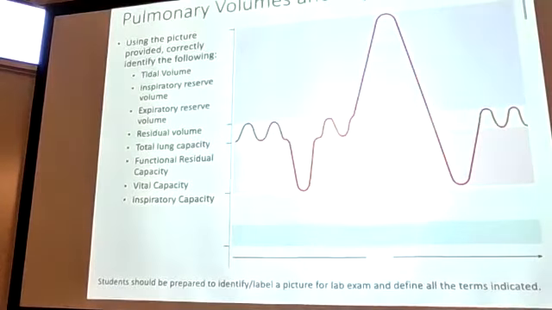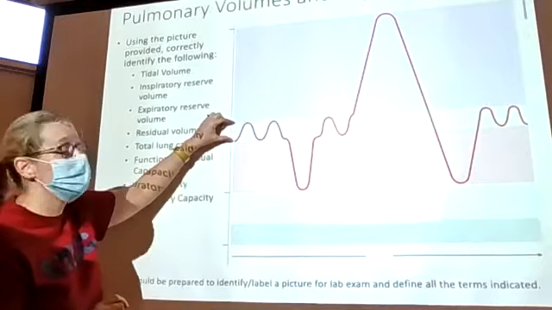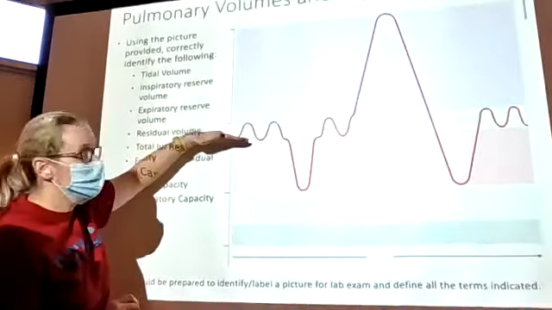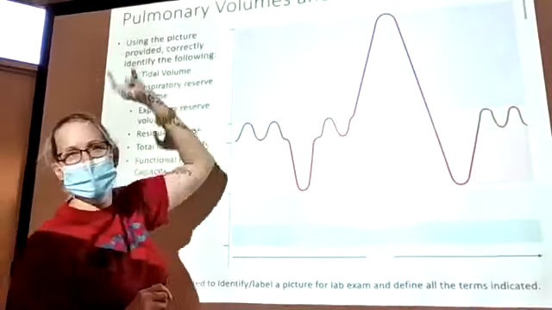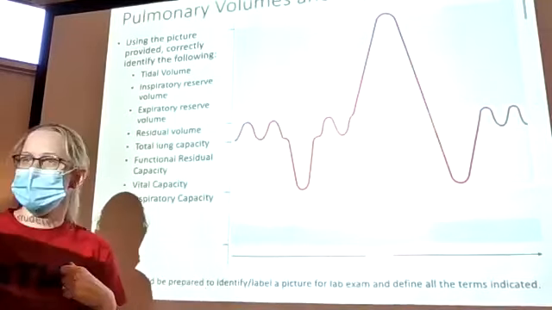You only take the partial portions? No partial portions. You take it all. If tidal volume is 500 mils and inspiratory reserve is 1,000 mils, your inspiratory capacity is 500 plus 1,000, so 1.5 liters or 1,500 milliliters.